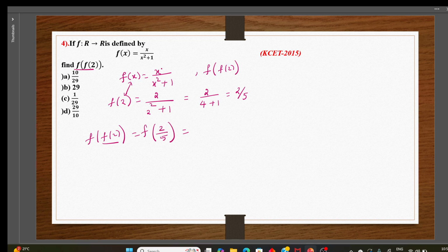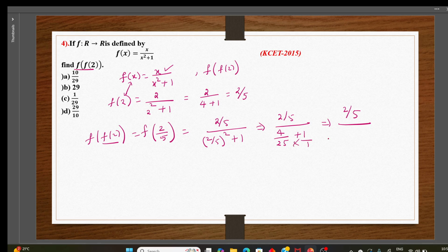Okay. Now in the place of x substitute 2 by 5. So 2 by 5 by, 2 by 5 whole square plus 1. So 2 by 5 whole square means 4 by 25 plus 1. So we get 2 by 5 by, applying cross multiplication, 25 times 1 is 25, plus 4 is 29. So we get 29 by 25. So this denominator transferred to the numerator, it becomes the reciprocal of 2 by 5, 29 by 25 becomes 25 by 29.